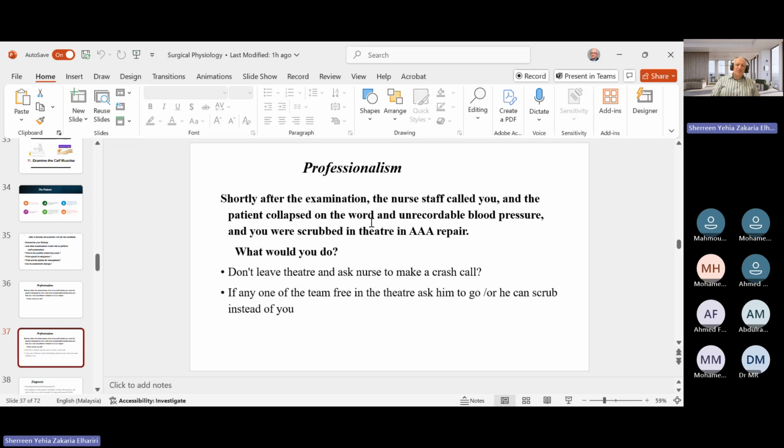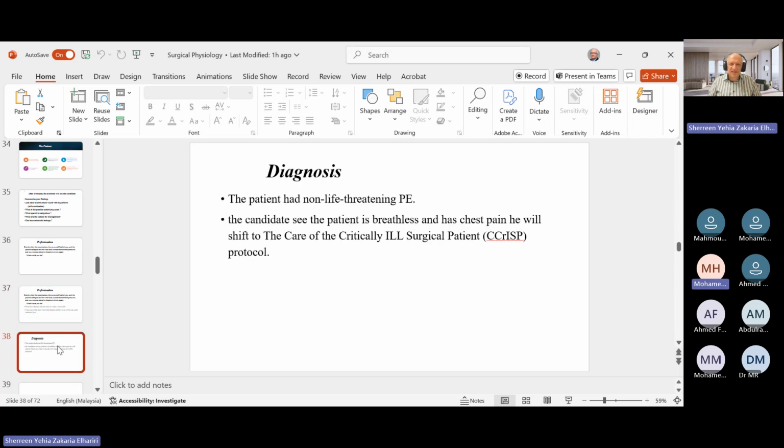So the answer: don't leave the theater. Ask the nurse to make a crash call, or any team that is free. Suppose one attending is just supervising the surgery, or anyone who is free: ask him to go, or to scrub instead of you. So this is like a social question. We don't ask how to deal with the patient, it is how to manage the situation. You agree? Yes, sir.